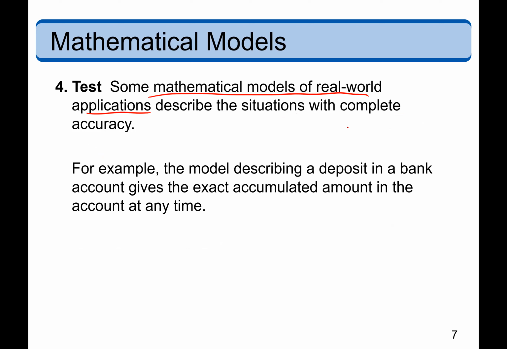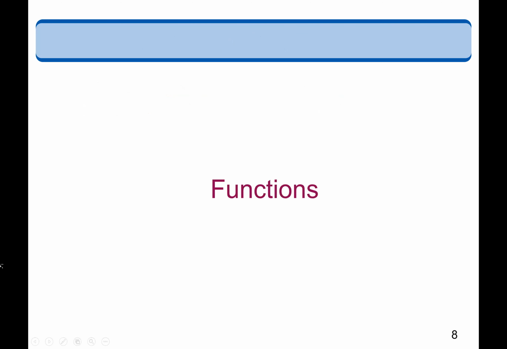Some mathematical models of real-world applications describe the situation with complete accuracy. For example, let's say you want to deposit some money into a bank account. You want to give the exact accumulated amount in the account at any time. In that case, you come up with a model and use it to best describe the balance in your bank account, right? So that's how this works.